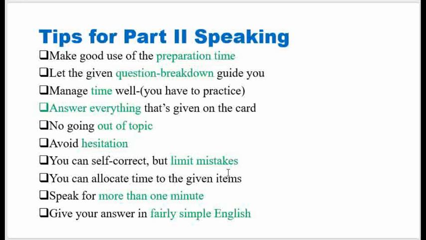You can allocate time to the given items. Say if you have 4 items and you are purposing to speak for 2 minutes, you can have 30 seconds per item. However, you need to look at your items and know which item may need more time, so that you can allocate more time to that particular item. So in some instances, because questions also differ, you may not have the same amount of time for all the items.